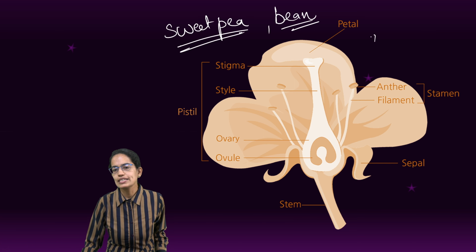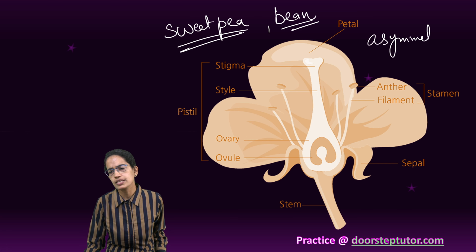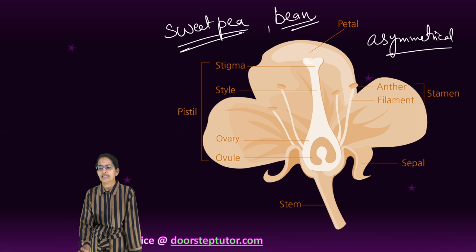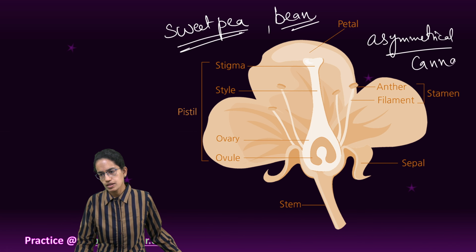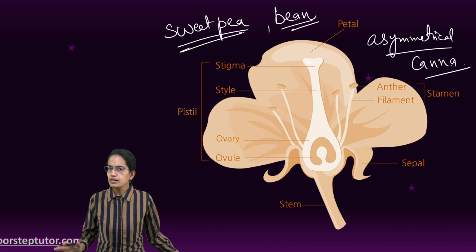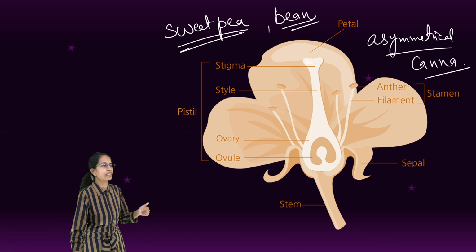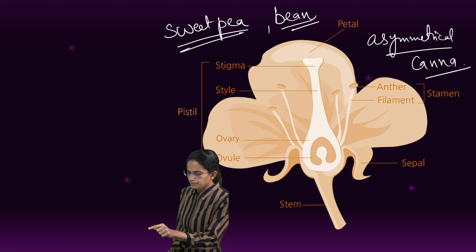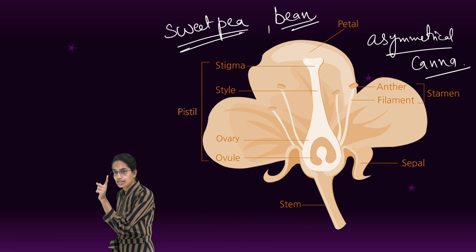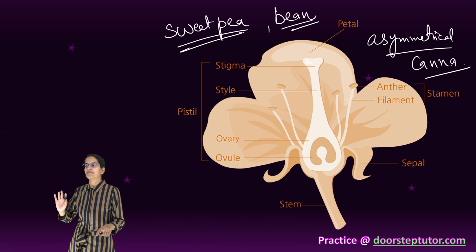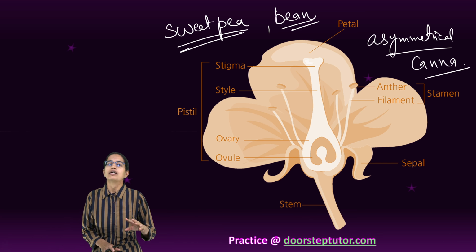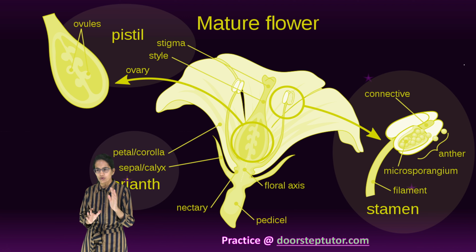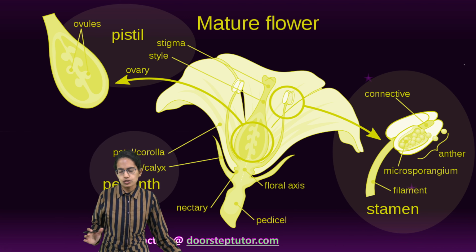The last one is the asymmetrical flower. That means in none of the axes can it be cut into two equal halves. A good example is canna. So those are some of the important terms. What is actinomorphic? What is zygomorphic? What is asymmetrical? What is staminate and what is staminode? Pistillate and pistillode. Neuter flower, imperfect flower, perfect flower. Coming next to the four whorls, we'll talk about each of these whorls one by one.